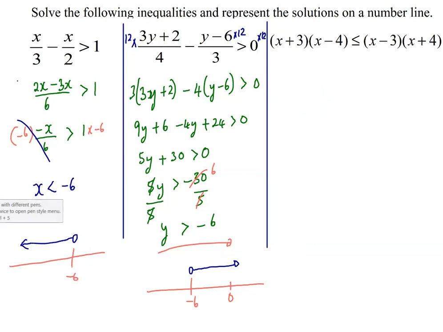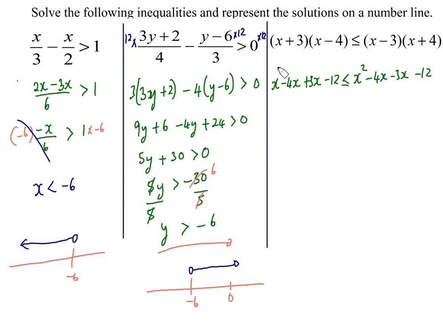Now, let's get into the next question and see what we have. Here, there's x plus 3 times x minus 4, and then x minus 3 times x plus 4. In this case, you must simplify this side first, and also that side. So it's going to be x squared here, taking x times x, minus 4x plus 3x, then minus 12, less than or equal to x squared plus 4x minus 3x, then minus 12.